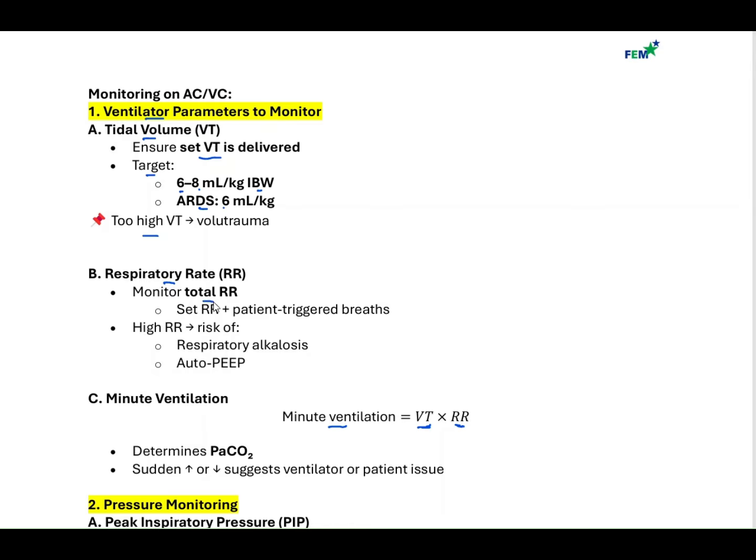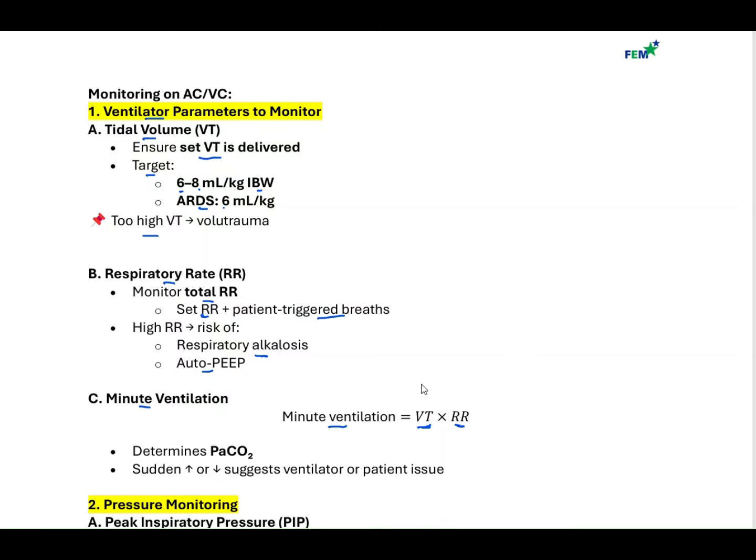Next is respiratory rate. You also want to monitor your total respiratory rate. Remember, the total respiratory rate is the combination of the rate that you set and the patient-triggered breaths. If the respiratory rate is too high, that could lead to respiratory alkalosis. It will also lead to what we call auto-PEEP, whereby before the patient finishes exhalation, the ventilator delivers a new breath. Because of that, it could lead to auto-PEEP, gas trapping, increased intrinsic PEEP, or hyperinflation, which we're going to see all of them later.